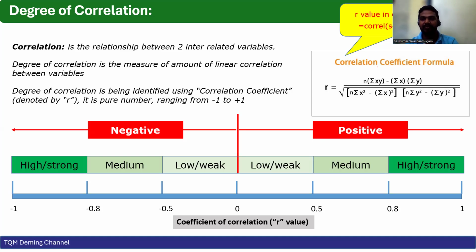In this, the R value is called the correlation coefficient formula. Basically, it appears in your Excel very easily. When we take the chart, it will show the R value. But I would like to explain how it comes. So R equals n times the summation of xy minus summation x times summation y, divided by the root of n times summation x squared minus the square of summation x, multiplied by n times summation y squared minus the square of summation y. That means it involves the two variables.